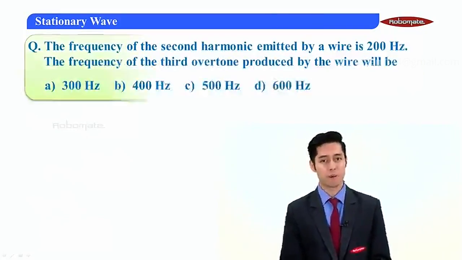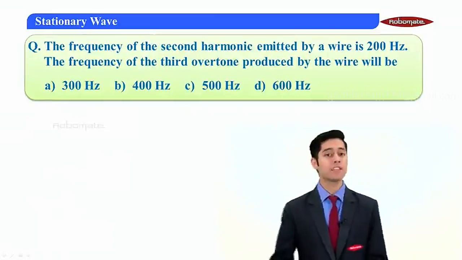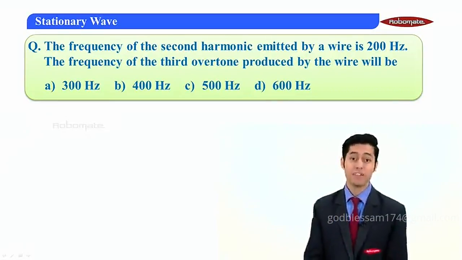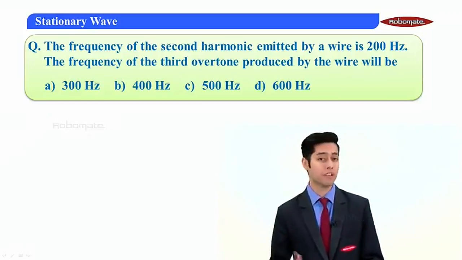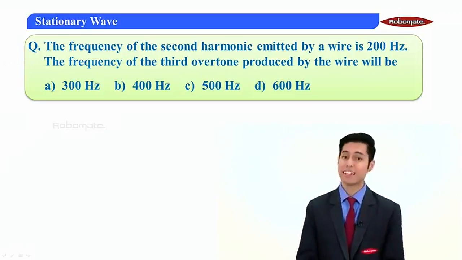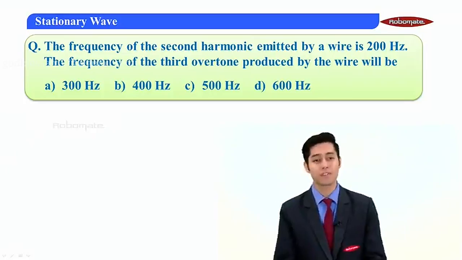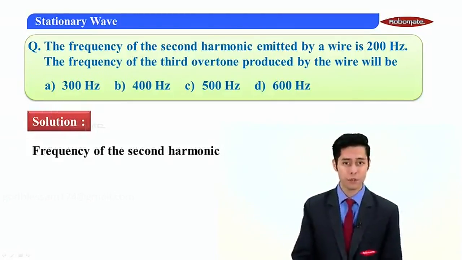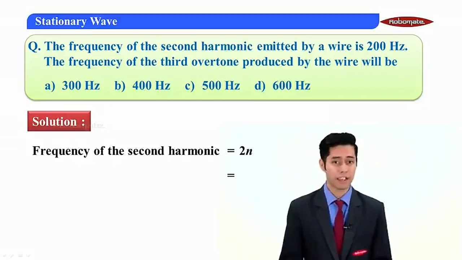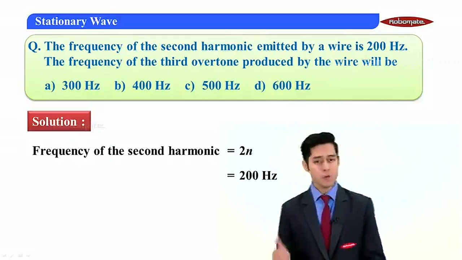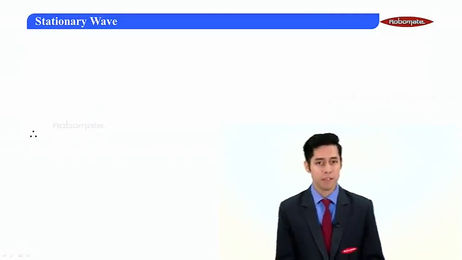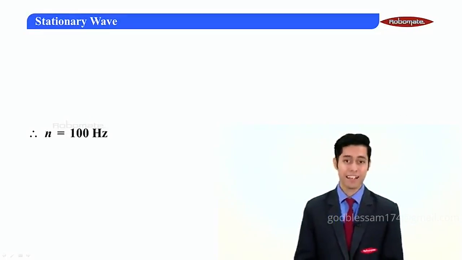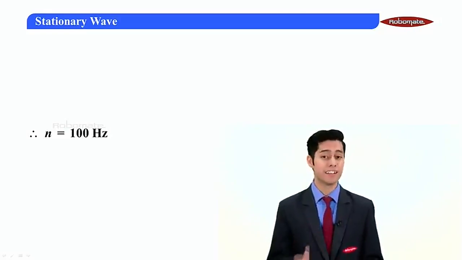Moving ahead to the next problem, it says the frequency of the second harmonic emitted by a wire is 200 Hertz. The frequency of the third overtone will be? The options are 300 Hz, 400 Hz, 500 Hz or 600 Hz. To solve this problem, students, we know that the frequency of second harmonic is 2n, and 2n is 200 Hz. That means n will be equal to 100 Hz.